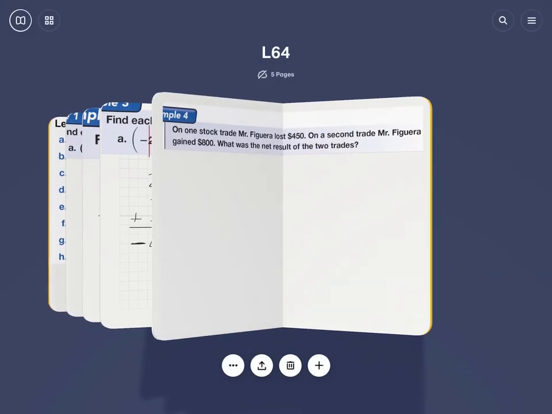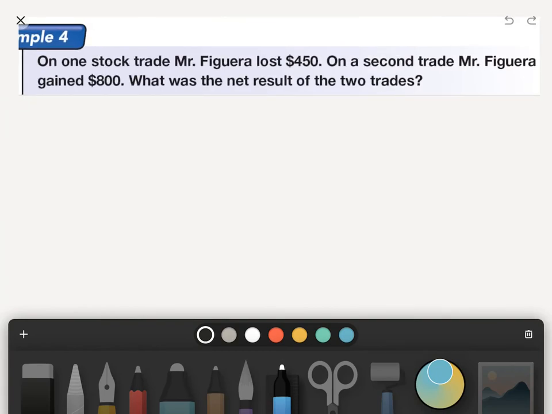And finally, let's see if you can figure this out before I put it up there. On one stock trade, Mr. Figuera lost $450. He's in the red, as it were. But on his second trade, he gained $800. So what was the, here's this term again, net result. Net result means that once we've done all our calculations, what do we have left? That's basically what net result is.